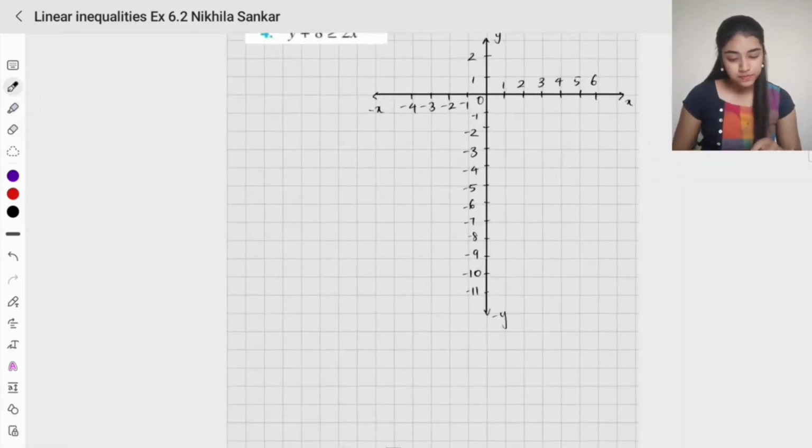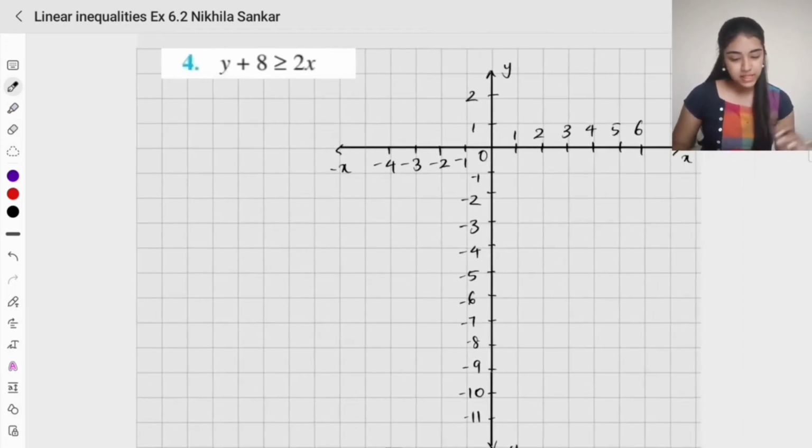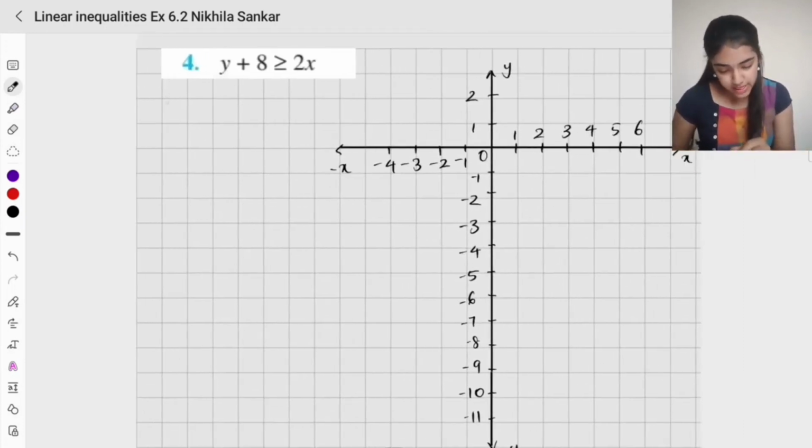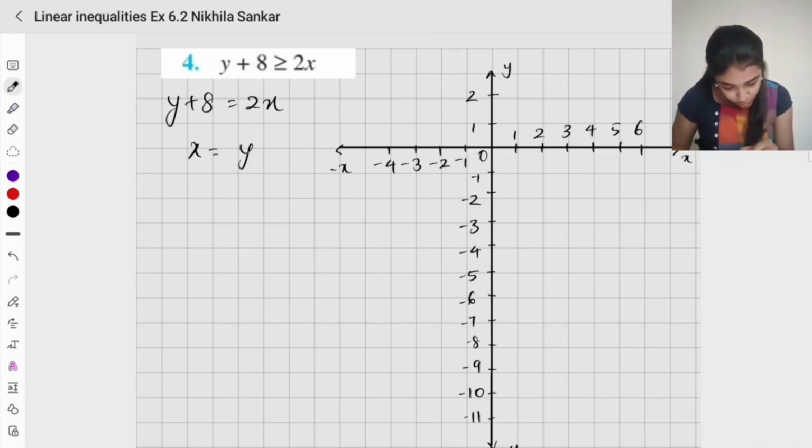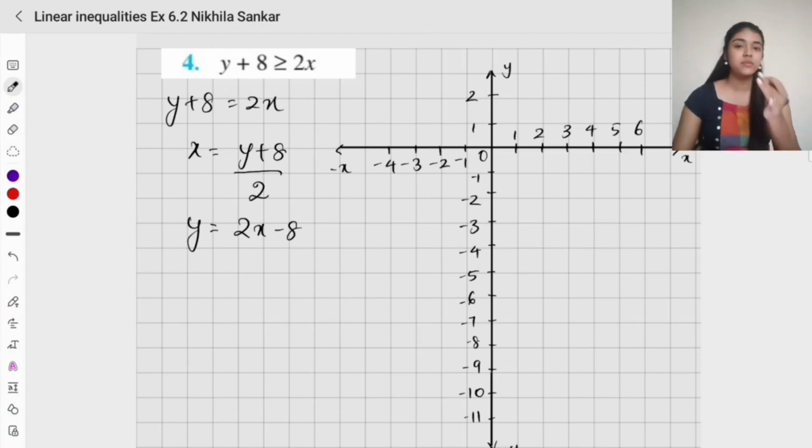Question number 4. Y plus 8 greater than or equal to 2x. So first step in a line, dotted line. Now y plus 8 equals 2x. Already x in terms of y is there. So this I am going to change as x is equal to y plus 8 divided by 2. This is equation. Y is equal to 2x minus 8. You have to write y in terms of x and x in terms of y. Okay, if we substitute a value for y we should be able to find x, and if we substitute a value for x we should be able to find y.